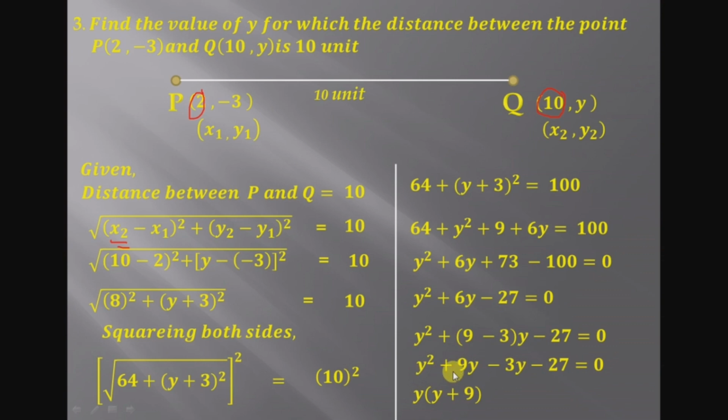So let's take y common out: y plus 9 minus 3, y plus 9 is equal to 0. So (y plus 9)(y minus 3) is equal to 0. So either y plus 9 is equal to 0, that is y is equal to minus 9, or y minus 3 is equal to 0, or y is equal to 3.